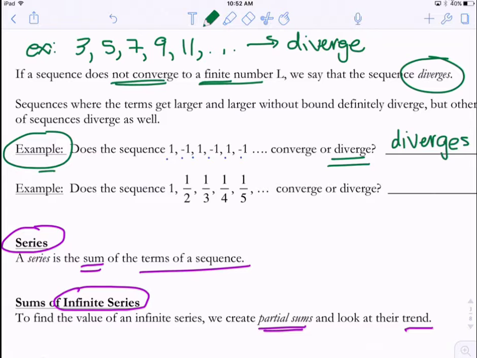One more example. How about this sequence? This is one of my favorite sequences. It actually has a name. It's called the Harmonic Sequence. Does this converge or diverge? Well, are these terms getting closer and closer and closer to one particular number? Yes. These numbers are getting closer and closer and closer to 0. So this converges to 0. That's sequences. So the next thing we'll do is talk about series.